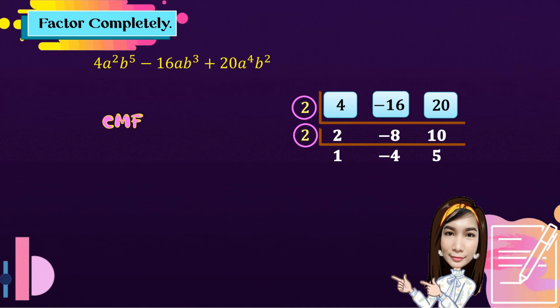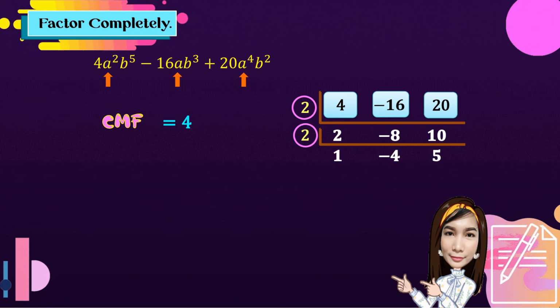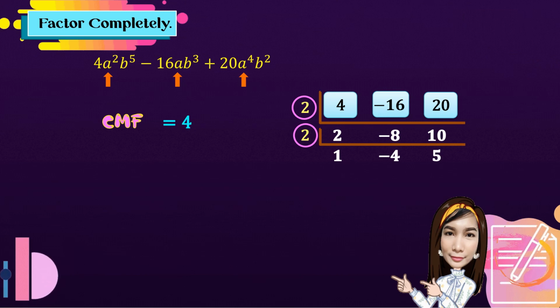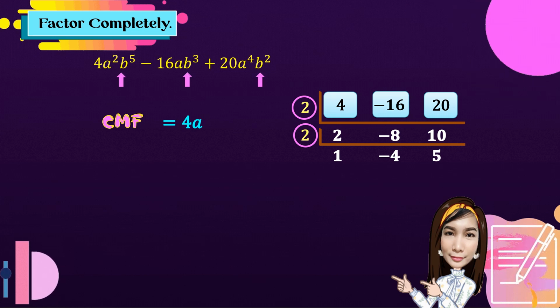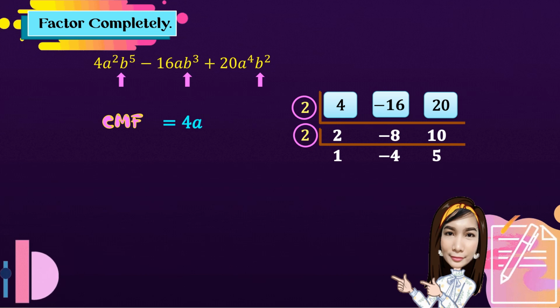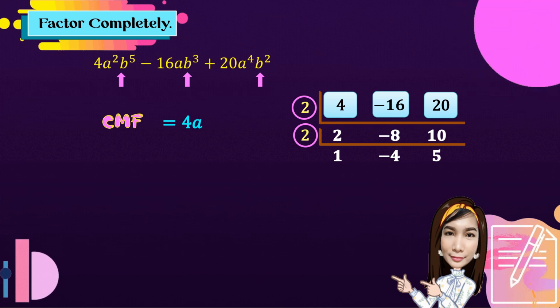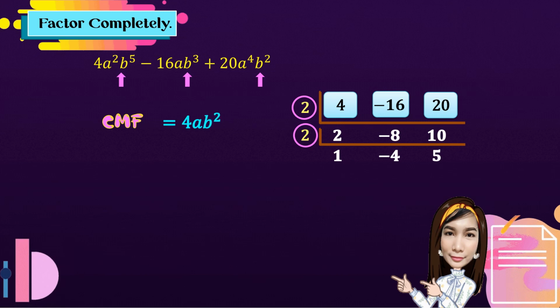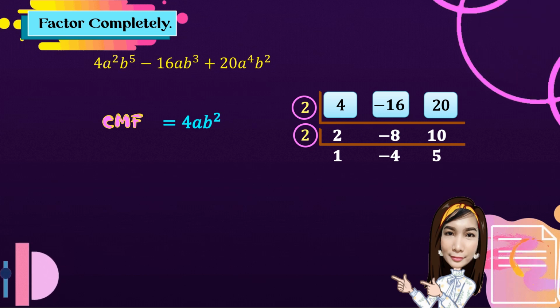So, we have the common monomial factor, which is 4. Now, let's have the variable a. For the variable a, the least or the smallest exponent is 1. So, therefore, the common monomial factor is a. Now, let's have the variable b. For the variable b, the smallest or the lowest exponent is 2. Therefore, the greatest common factor is b squared. So, we have the common monomial factor 4ab squared.